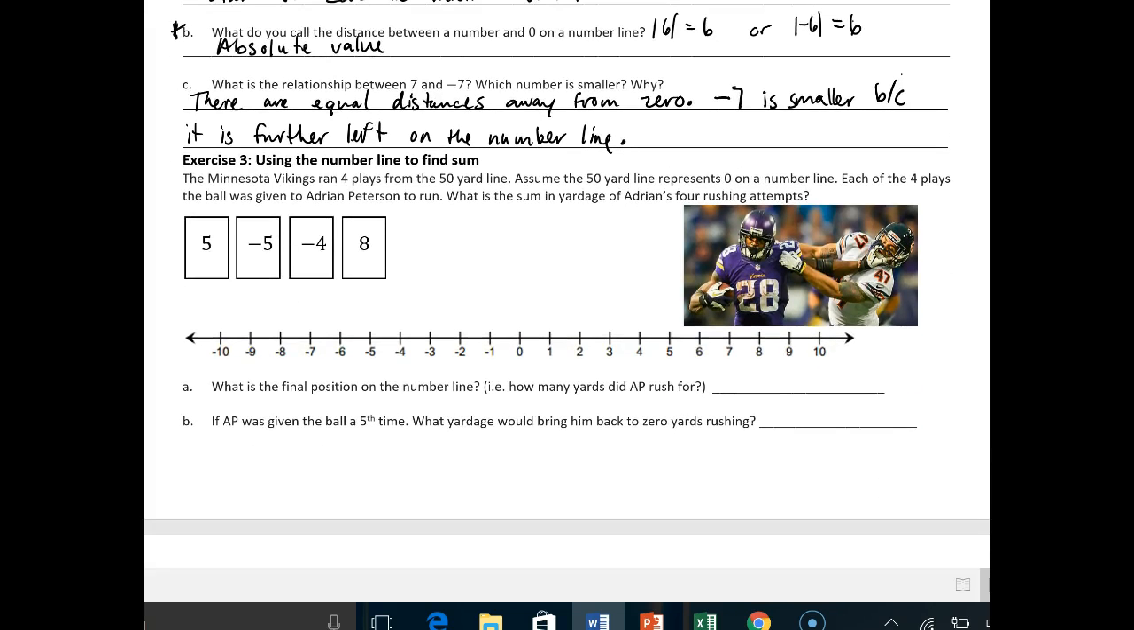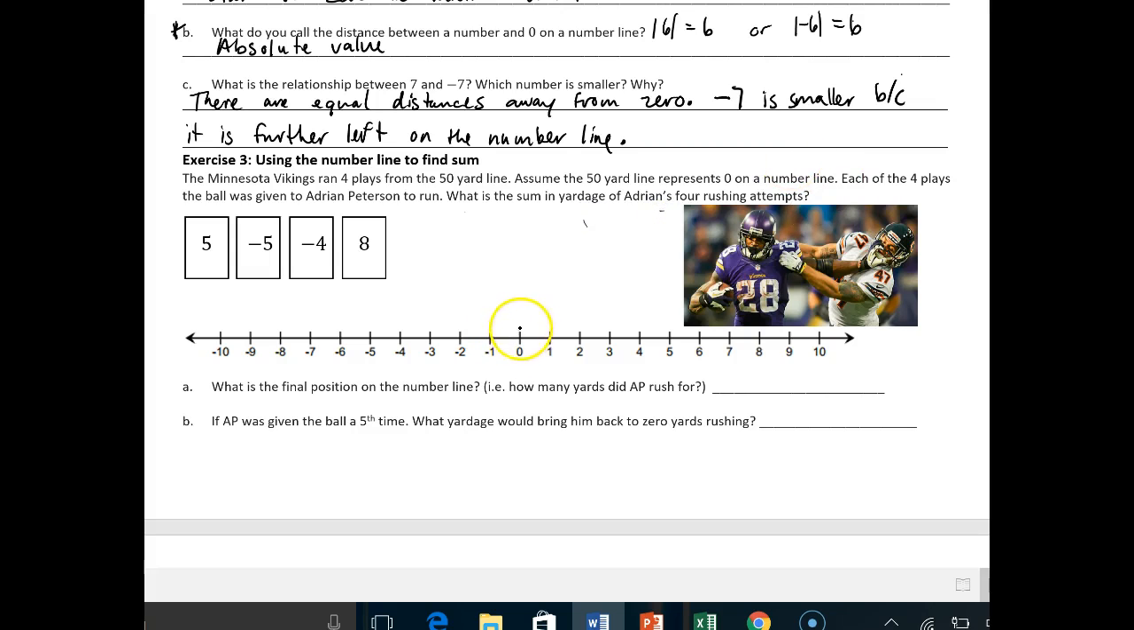So the Minnesota Vikings ran 4 plays from the 50-yard line. Assume the 50-yard line represents 0 on a number line, so we'll assume that this is like the 50-yard line. Each of the 4 plays, the ball was given to Adrian Peterson. Well, unfortunately, he tore his ACL, I think, recently, so he can't do this anymore. But what is the sum of the yardage for Adrian's 4 rushing attempts?